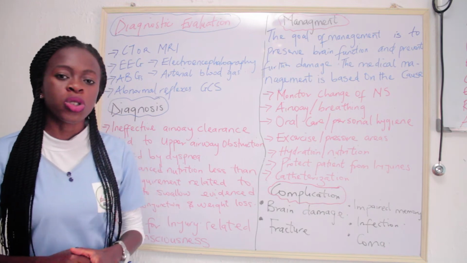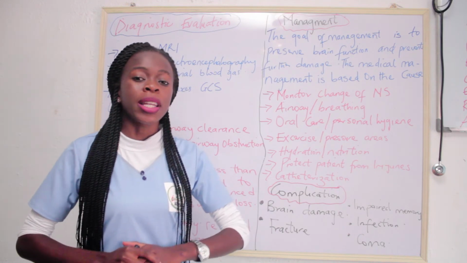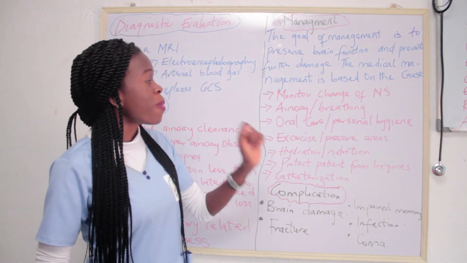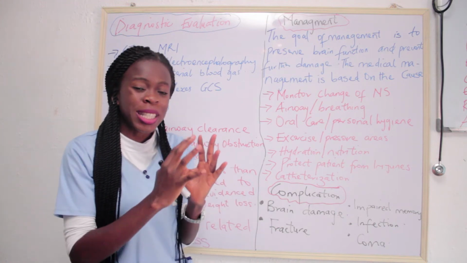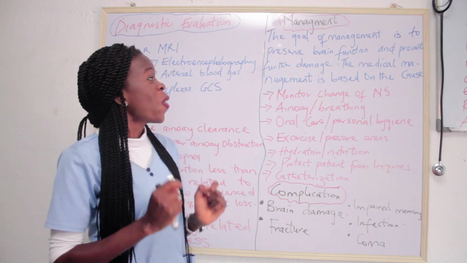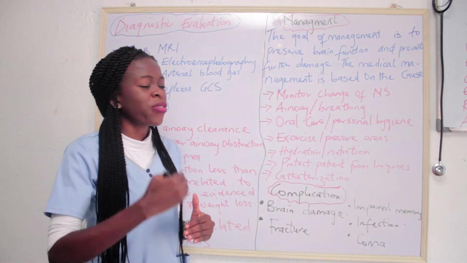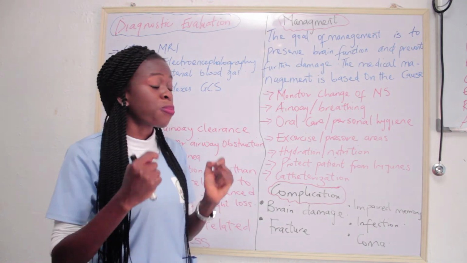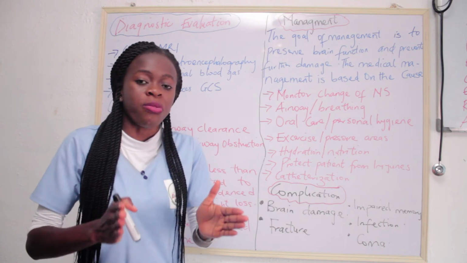Then that takes us to the management of an unconscious patient. When we talk about the management, the goal of management is to preserve the brain function. You have to protect the brain function so that it doesn't go into brain damage. So the goal of management is to preserve the brain function and prevent further damage. That's what you are doing. That's the goal of management.